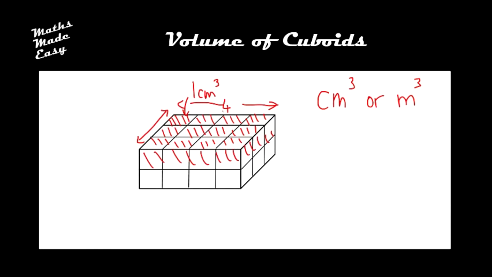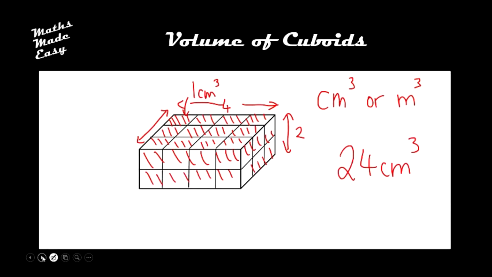Now if there are 12 cubes here stacked on top of another 12 cubes, because it's 2 deep like this, then that's 12 times 2, which is 24, would give us all of the cubes in the whole shape. So this one here would have a volume of 24 centimeters cubed.